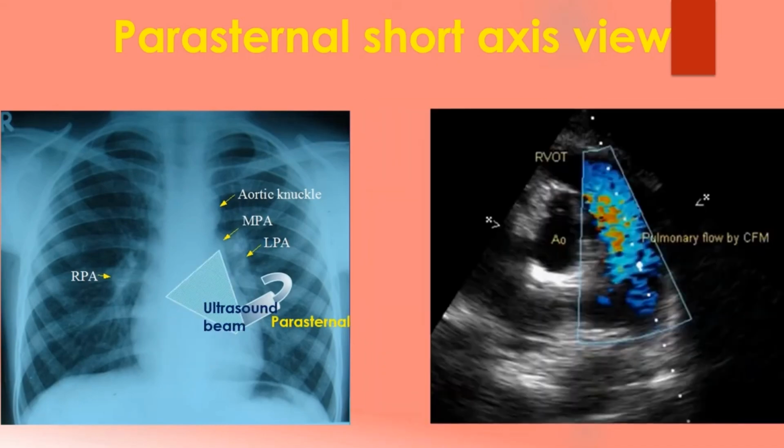Parasternal short axis view is obtained by rotating the transducer almost at right angle in the same location so that the echo beam is perpendicular to the base apex axis of the heart. Three cuts are usually obtained in this view: the aorta, right ventricular outflow tract and pulmonary artery up to its bifurcation is imaged in the upward angulation shown in the left panel. Color flow shows the flow in the pulmonary artery.